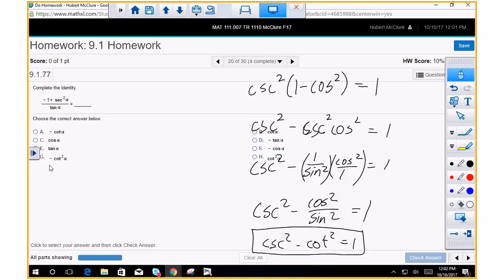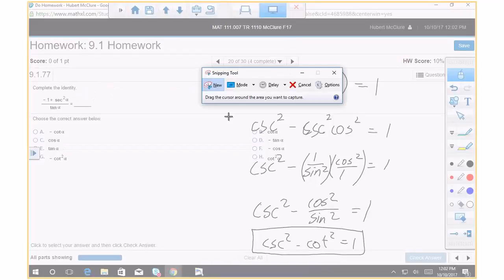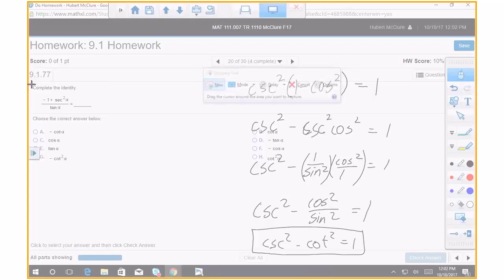All right, so here's one. This is a good test question because it's just asking you to solve it. All right, so do that one. And I'm going to snip it because I'm going to bring in the identities, because you might need to see them.